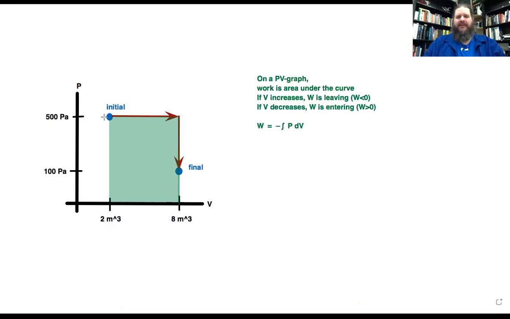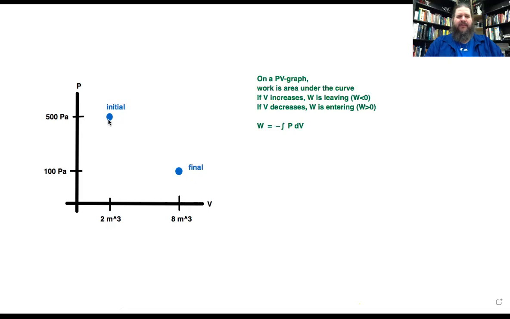Alternatively, what if we still needed to have this initial condition and this final condition, but we wanted to do only a little bit of work? Could we get the same initial and final? Could we set up a process that starts here and ends here, but involves a much smaller amount of work? What change could you make at the start?